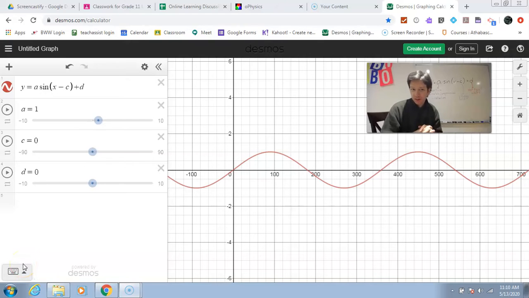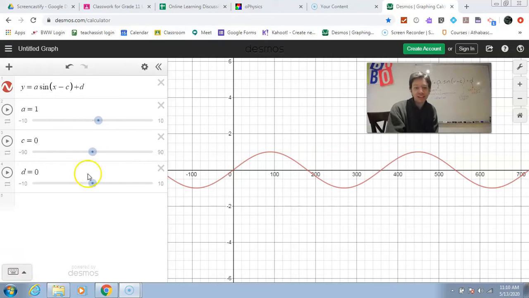All right, so today we are going to move on and do section 6.6. This is our second day of transformation, so we're still going to be looking at sine functions and transformations. However, this time we're going to add in this term A. Yesterday we looked at C, our phase shift, and D, our vertical shift. So what do you think A would be?